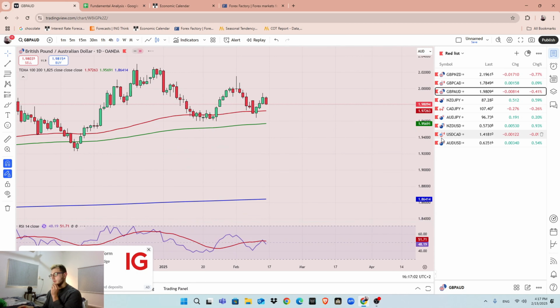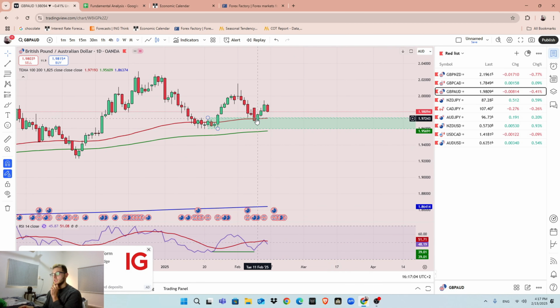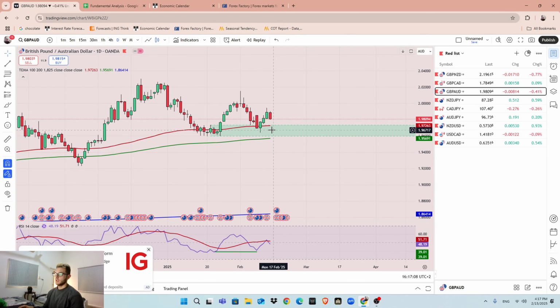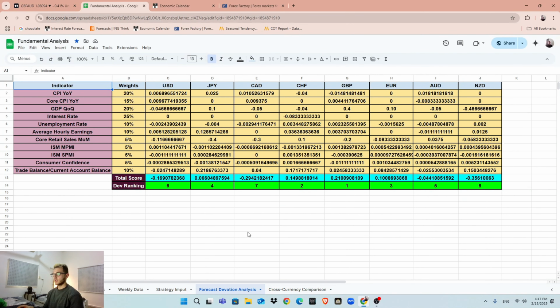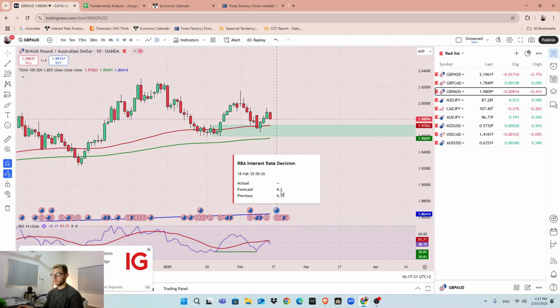Let's jump into the pound AUD. Pound AUD recently came into a great area to buy from. Hopefully, if it retraces into this area, and we've got the RBA interest rate decision forecasted at 4.1. Let's see the deviation ranking. AUD, it's around the 0 and negative, so it's aligned with the economic data. So the interest rate decision will be aligned with the forecast.